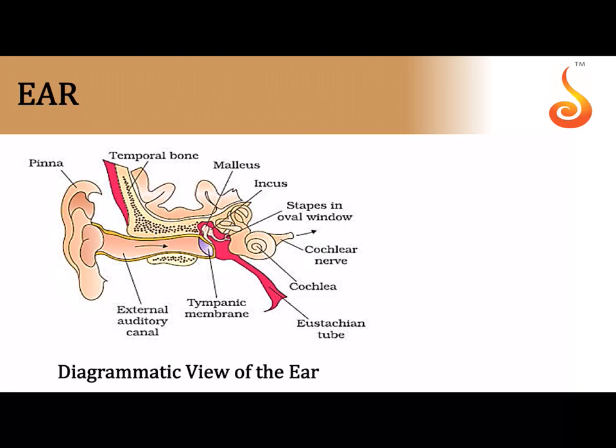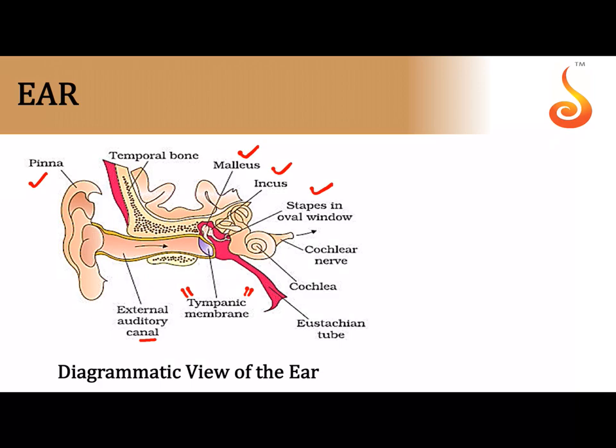Ear, you know, there are three parts. There is the external ear, which has the pinna and the external auditory canal or meatus, and then you have the tympanum or the eardrum. After that you have the middle ear cavity, in which you find three bony ossicles, that is the malleus, the incus, and the stapes.